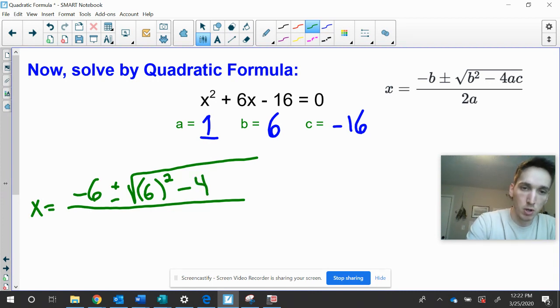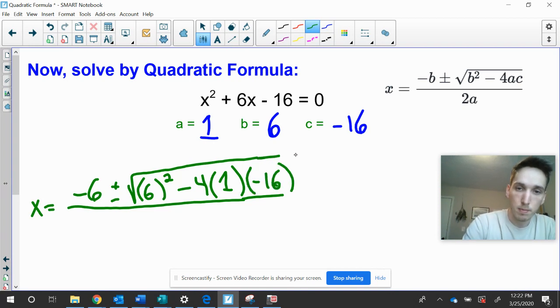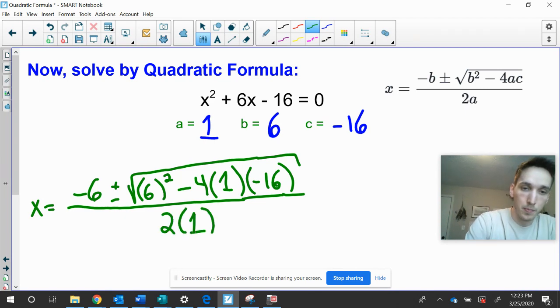Sometimes people ask me, where'd the 4 come from? That's just part of the formula, right? It's always going to be 4 times a, which is 1, times c, which is negative 16. And all of that's going to be over 2 times a. Again, this is always going to be 2, 2 times a, which in this case is 1, right? So that looks like a mess, doesn't it? That looks a little scary.